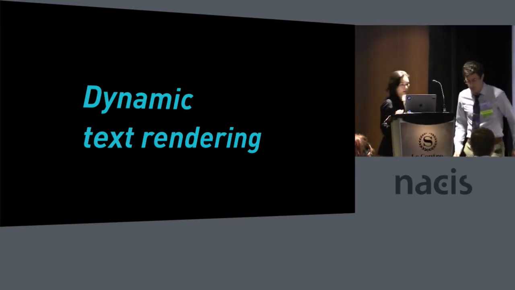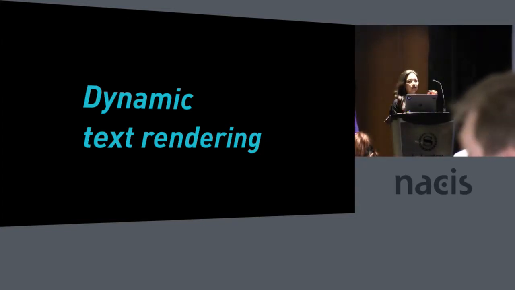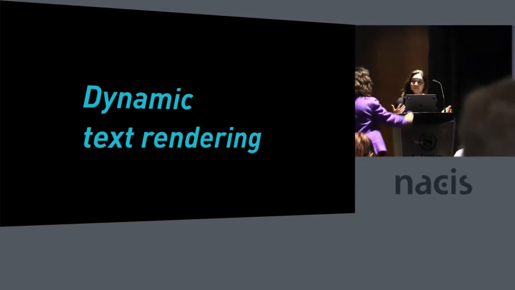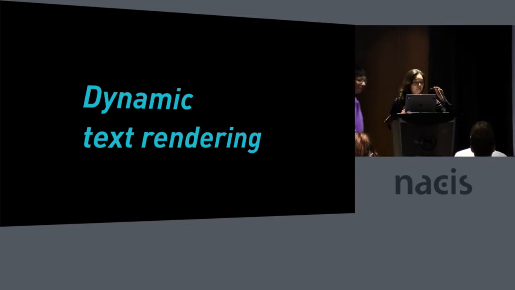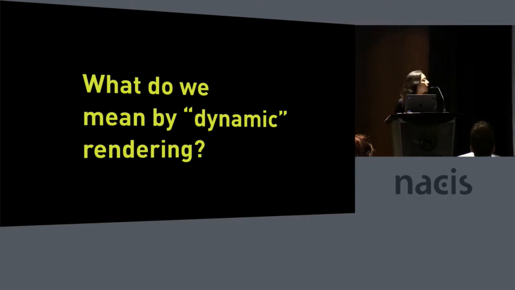Thanks, John. Okay, so we're going to move on now to dynamic text rendering. Once we've gathered and generated all of this multilingual data, how do we display it on a map? And just to go back to what John was saying earlier, what do we mean exactly by dynamic rendering?